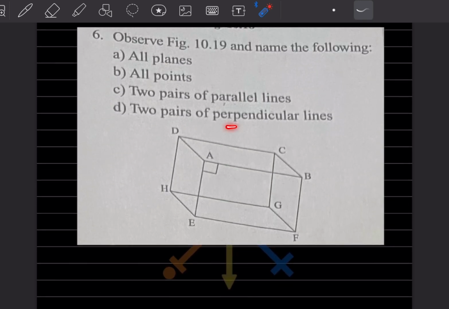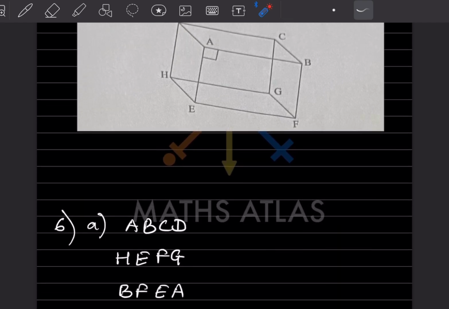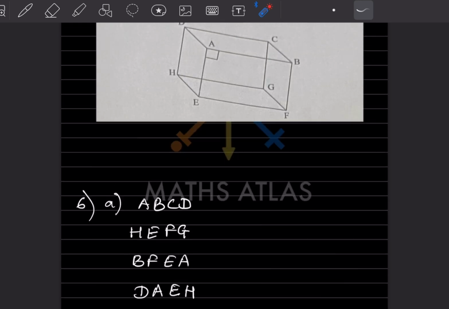Two pairs of perpendicular lines. Perpendicular lines means two lines that intersect each other at a right angle. So they are intersecting at a right angle over here. So this is AB, AE, and AD.